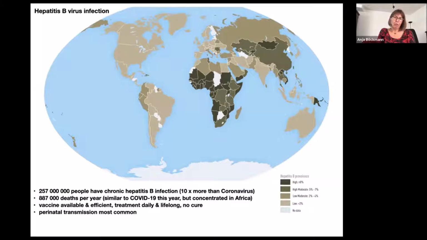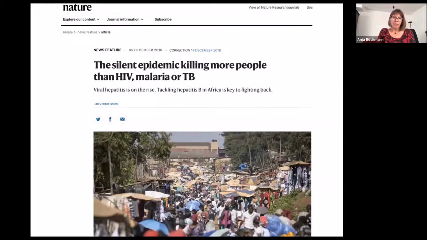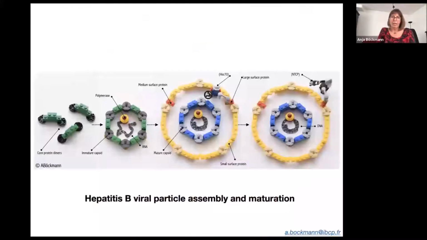A big problem of this virus is also that perinatal transmission is most common, and chronic hepatitis B in infants is very deadly. This is also reflected in this paper in Nature 2 years ago. So hepatitis B is actually killing more people today than HIV, malaria, or TB. So we need to make an effort on that, and we would like to contribute.